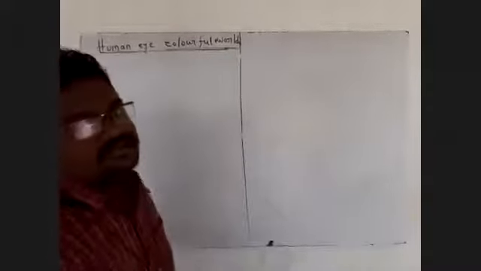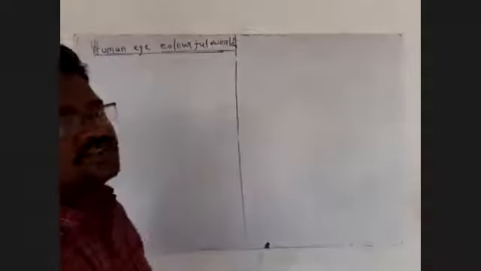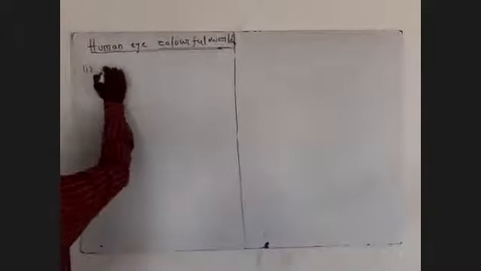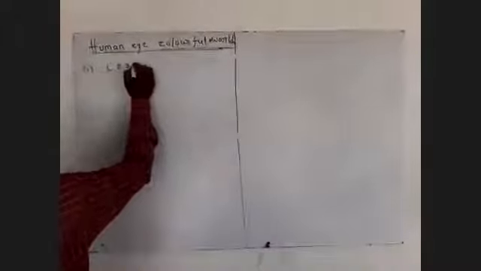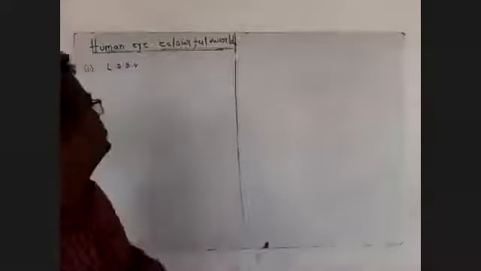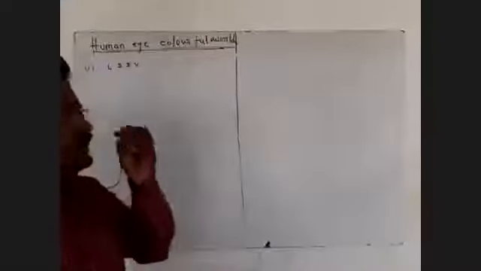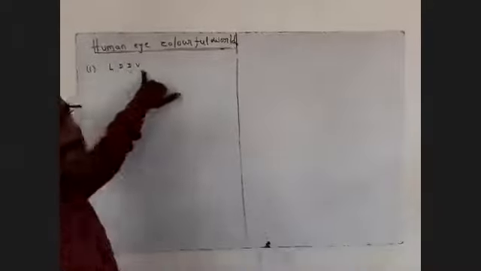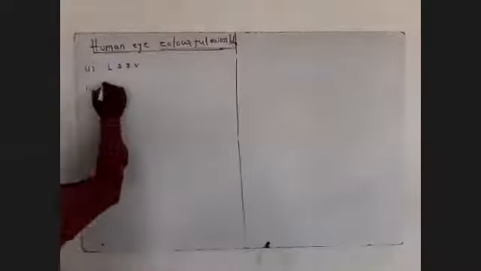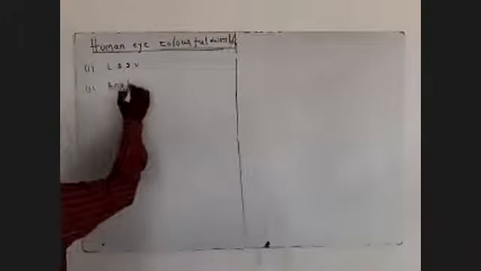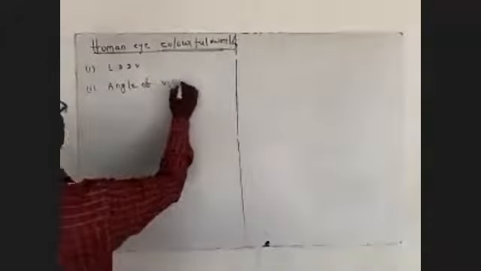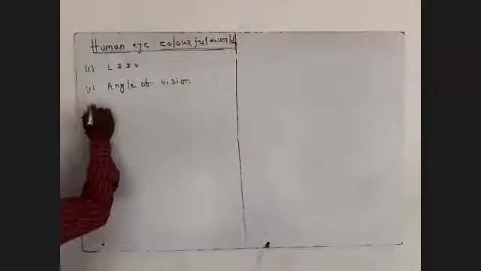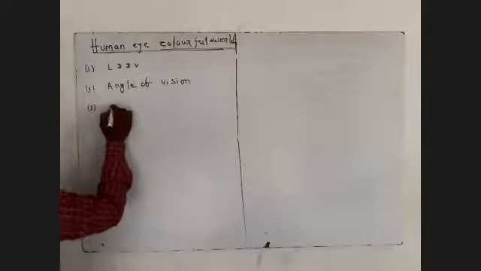So I explained a few topics in the previous classes. Topic number one, least distance of vision, LDDV. Least distance of vision. Next, let's see angle of vision. What is the meaning of angle of vision? Already explained to you.